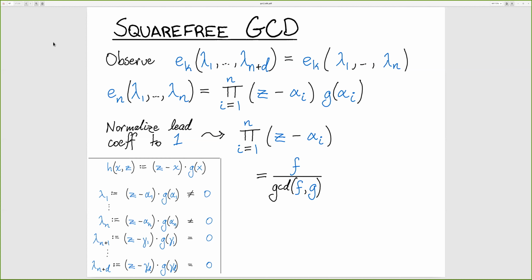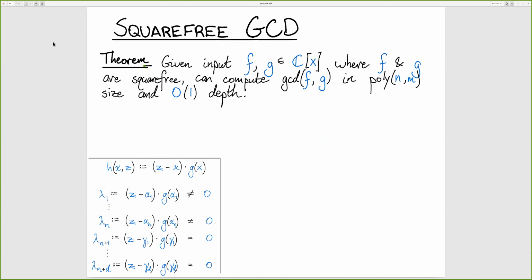Okay, so what's the algorithm here? I give you two polynomials f and g, and we're going to compute their GCD, and these polynomials are square free, so all the roots just have multiplicity 1. So what do we do? First, I'm going to compute all of these elementary symmetric functions of the lambdas. Remember, that just says I take this bivariate polynomial, plug the roots of f into x, and take elementary symmetric functions of that. We can do that in polynomial size and in constant depth.